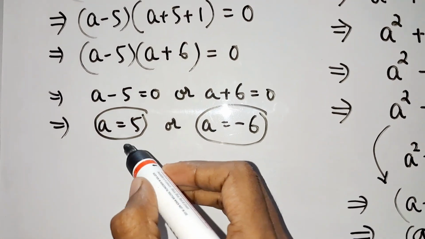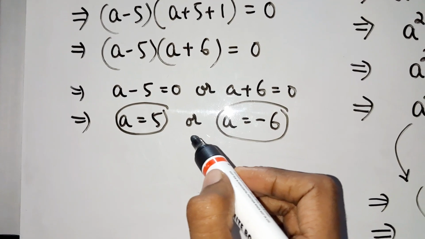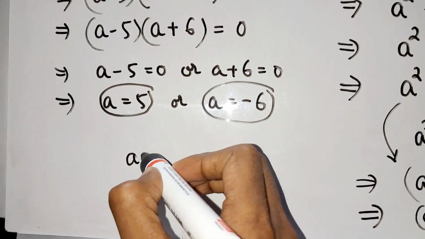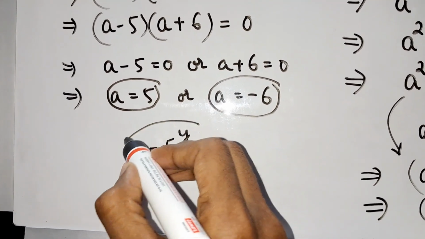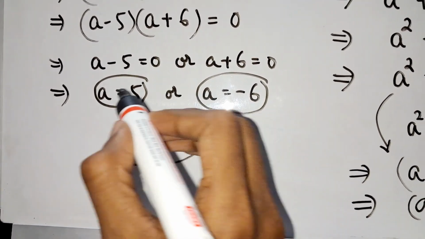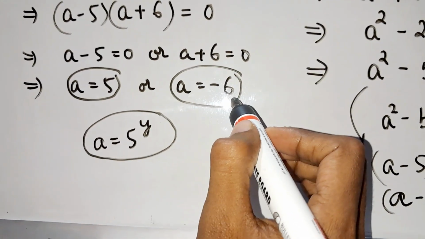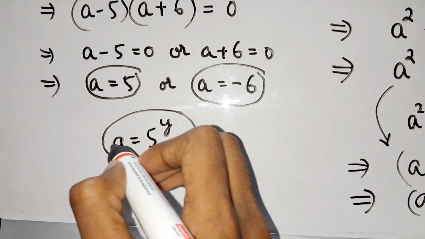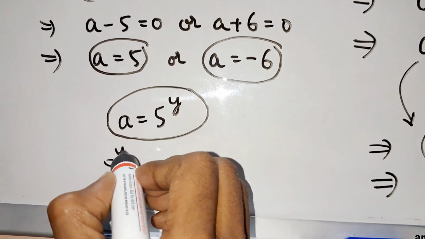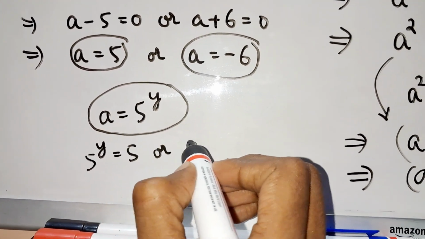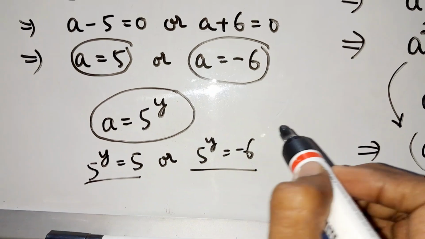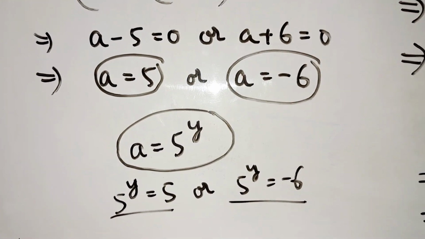Now, we don't want a, we want y, because our equation is 25 to the power y plus 5 to the power y equals 30. And we have substituted a as 5 to the power y. So now we have two options, either a equals to 5 or a equals to negative 6, and a is 5 to the power y. So we have two options: either 5 to the power y is 5 or 5 to the power y is negative 6. Out of these two options we will have the correct answer.